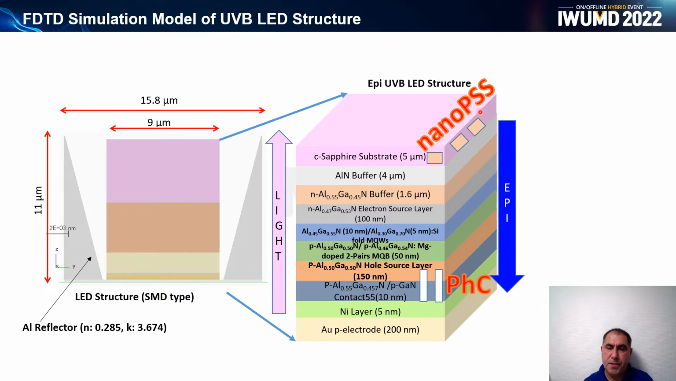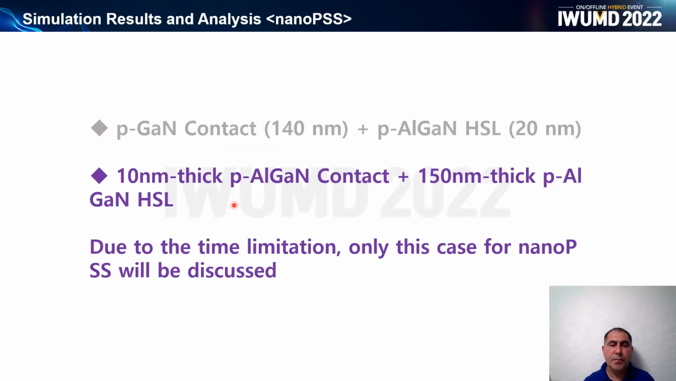So we introduced nanoPSS in sapphire substrate and PhC either in p-GaN contact or p-AlGaN partially to the whole source layer too, as shown here. A 10 nanometer thick p-AlGaN contact plus 150 nanometer thick p-AlGaN hole source layers was used for nanoPSS before photonic crystal simulation model. First we check the nanoPSS.